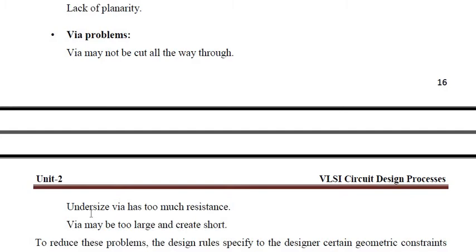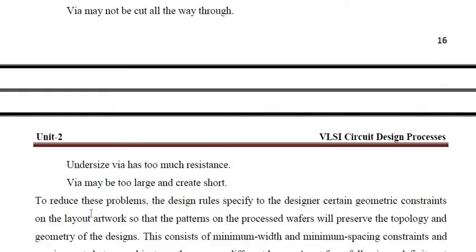To design certain geometric constraints on the layout artwork so that the patterns on the processed wafers will preserve the topology and geometry of your designs. So as to reduce all these limitations and the problems that have occurred from these limitations, as to mitigate all that, we are using these design rules, which will be specifying certain geometric constraints for your designer, and they will be giving you proper designs. So that's the reason we are going for design rules.